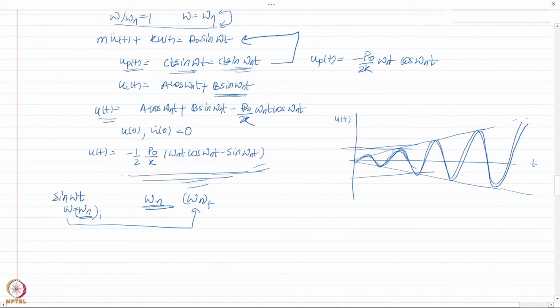I hope this discussion gave you some idea what happens in an undamped harmonic motion of a single degree of freedom system, where undamped system is an assumption. In reality, all systems would have some damping. So in the next lecture, we are going to see what happens when the system has damping. We are going to look into the mathematical formulation and then the physical interpretation of the result.